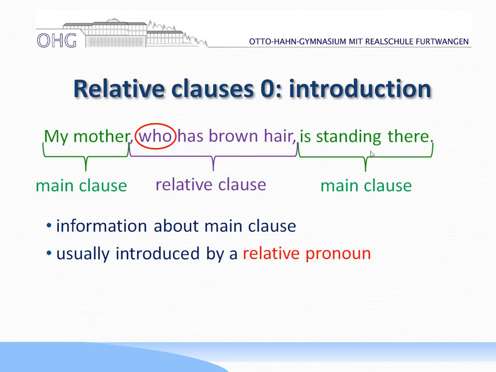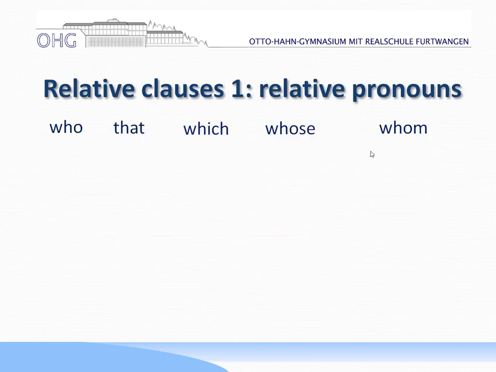So there are several different pronouns, and I will just list them and talk a little bit about them. We have who, that, which, whose, and whom. Even though whom is something that you will probably only use if you write a letter to the Queen of England. So not super important, but we'll still talk about it. So in the second step, we'll have a closer look at relative pronouns.